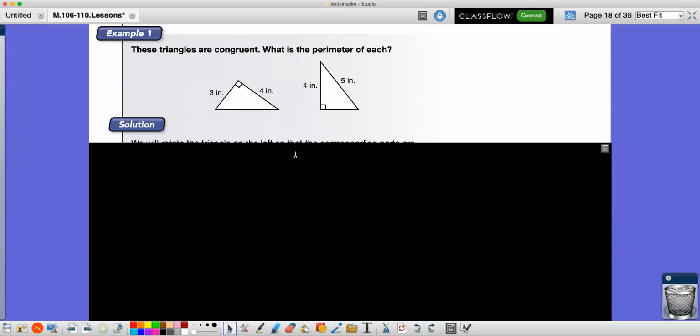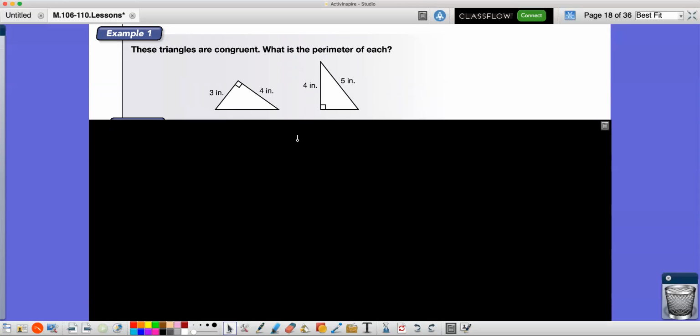So let's look at example 1. These triangles are congruent. What is the perimeter of each? So to start with, you need to know that because they are congruent, you know that this is going to be the missing side over here.